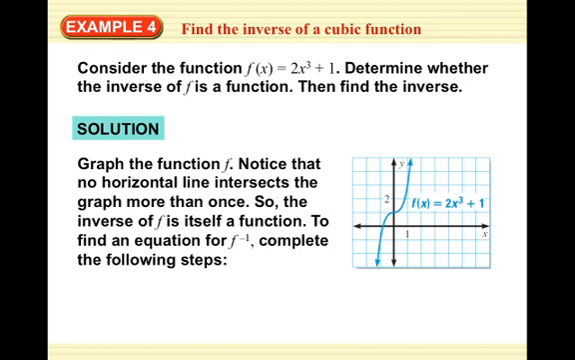We're going to graph the function f. Notice that no horizontal line intersects the graph more than once. You can draw all the horizontal lines you want, and you're never going to cross this function more than one time. So that means that its inverse is also a function.